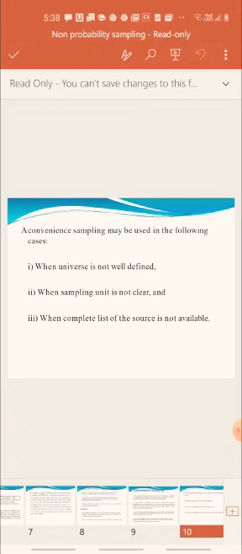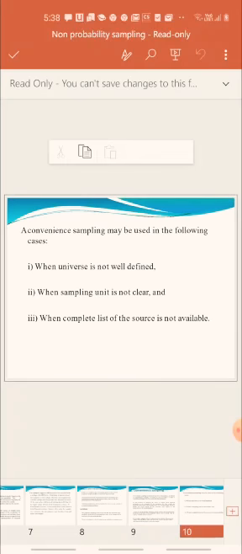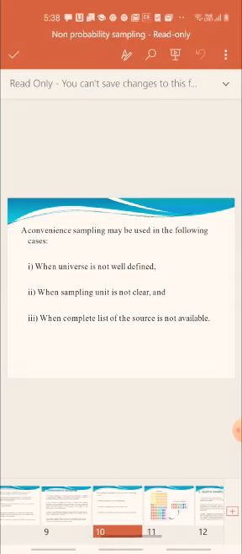Convenience sampling may be used in the following cases. The very first is when the universe is not well defined. You don't know from which population you have to collect your data. When the sampling unit is not clear, you don't know about your sampling unit. Then, when a complete list of sources is not available, you choose convenience sampling as your sampling technique.